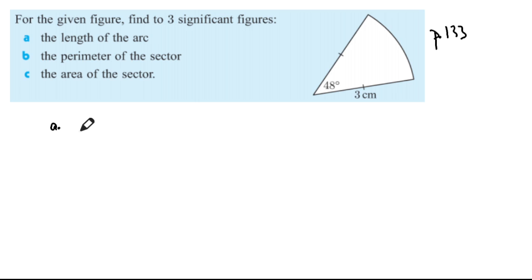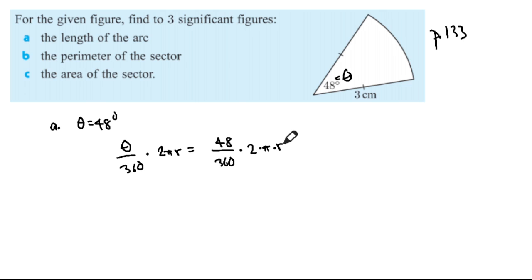So for part A, the length of the arc, in this case theta is 48 degrees. Here's theta. And then our formula is what part of the circle do we have? And then times the total circumference 2 pi r. So in this case we have 48 over 360 times 2 times pi times the radius, and the radius is 3.